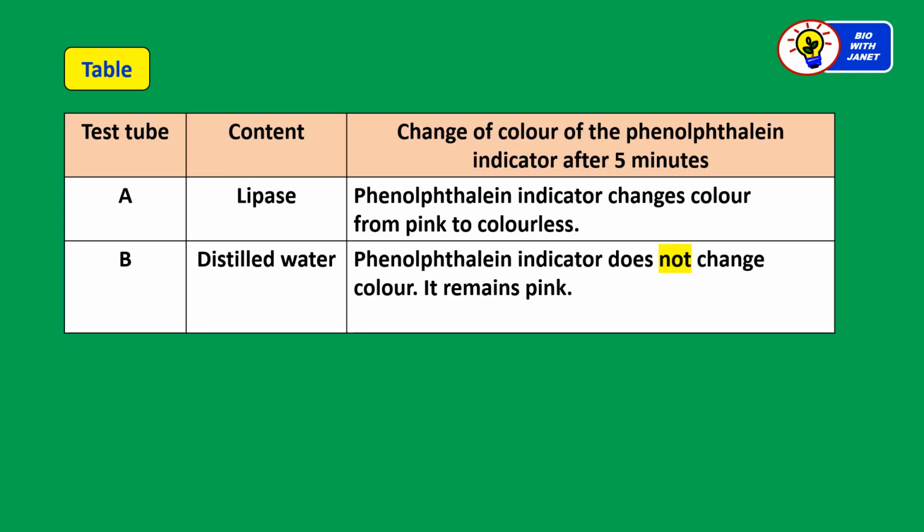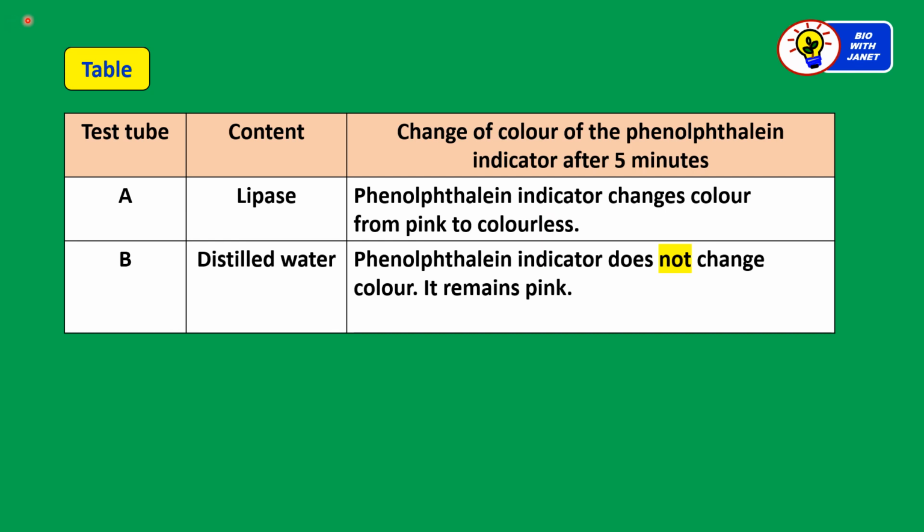Here is another table to investigate the action or the digestion of lipids by lipase. So there are 2 test tubes, one with lipase, one without lipase. The content of the test tube is the MV, and actually it's the presence or absence of lipase. Then the RV is the change of the color of the phenolphthalein indicator after 5 minutes. That's it. So it's quite simple.